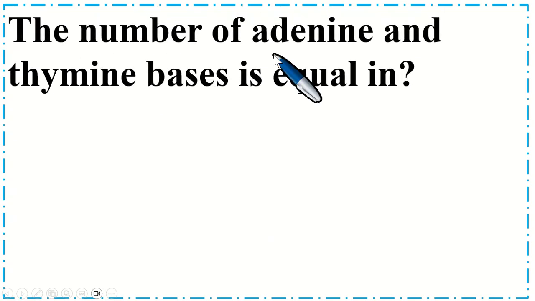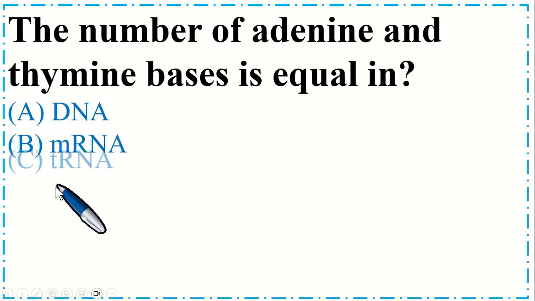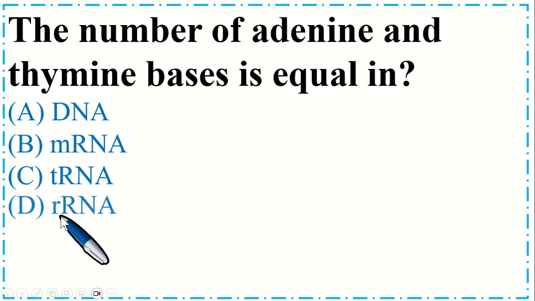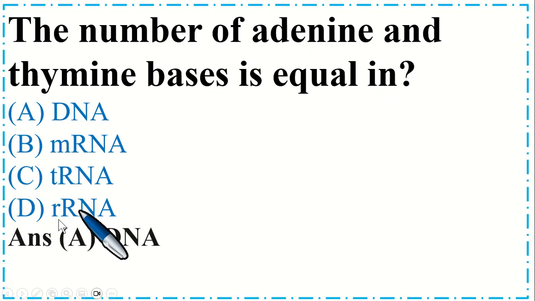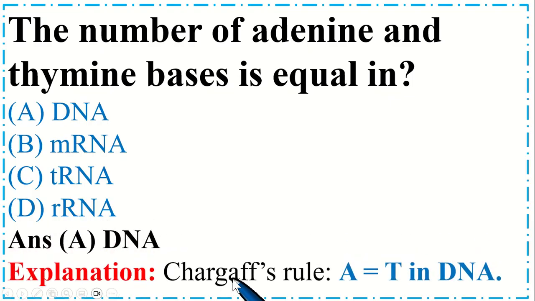The number of adenine and thymine bases is equal in option A, DNA, B, mRNA, C, tRNA, and option D, rRNA. So the correct option is A, DNA. Chargaff's rule: adenine is equal in amount with thymine in DNA.